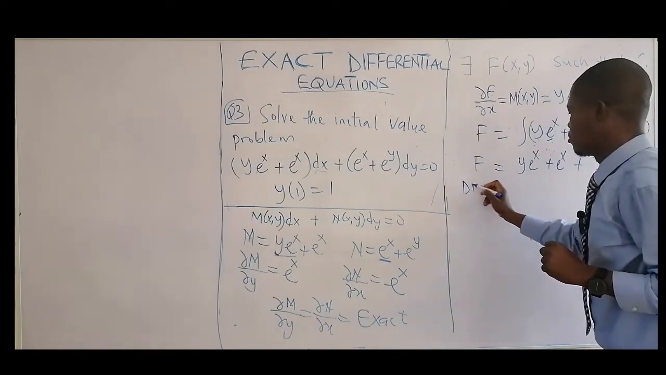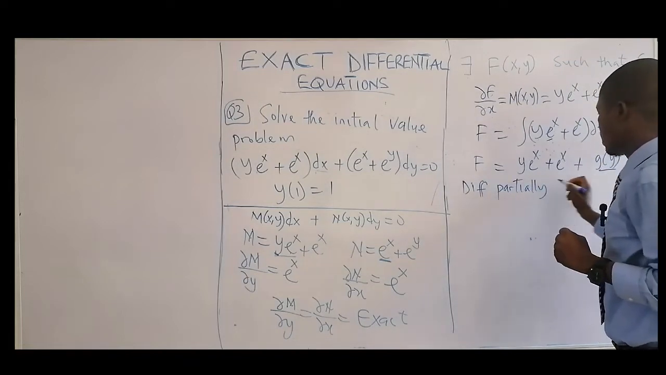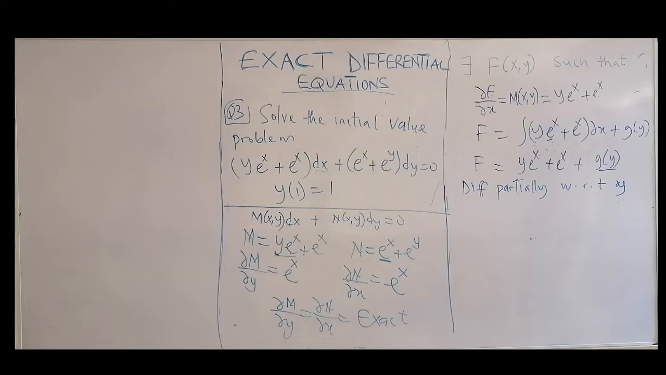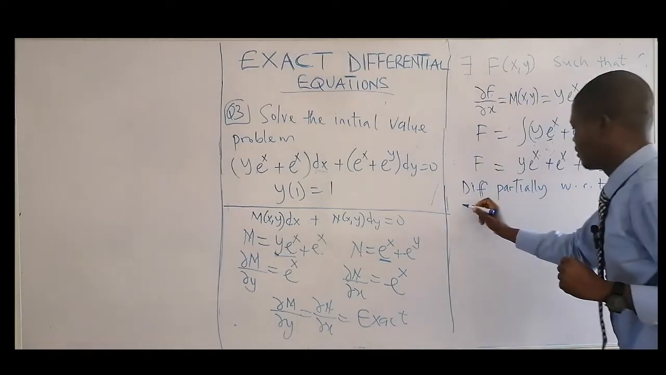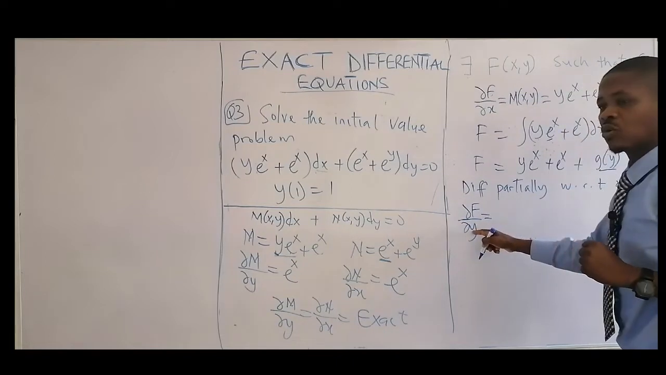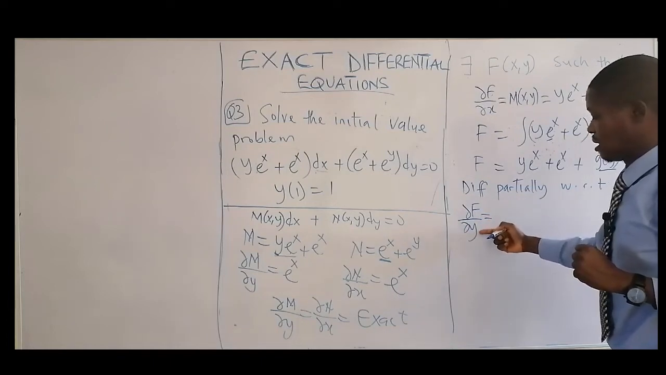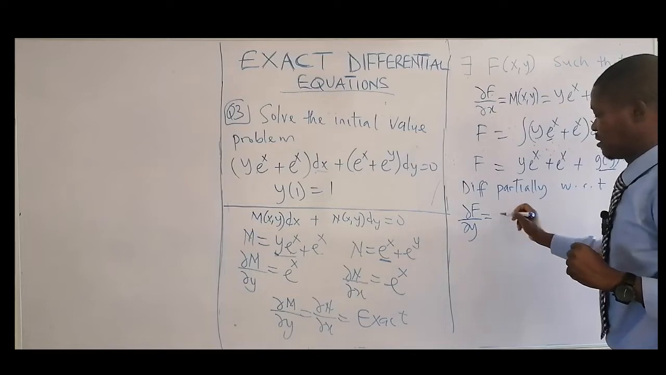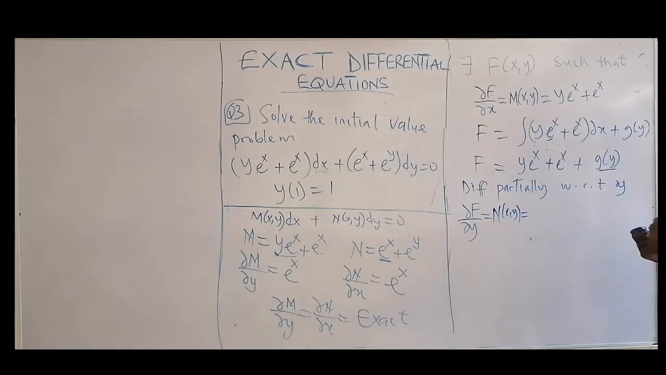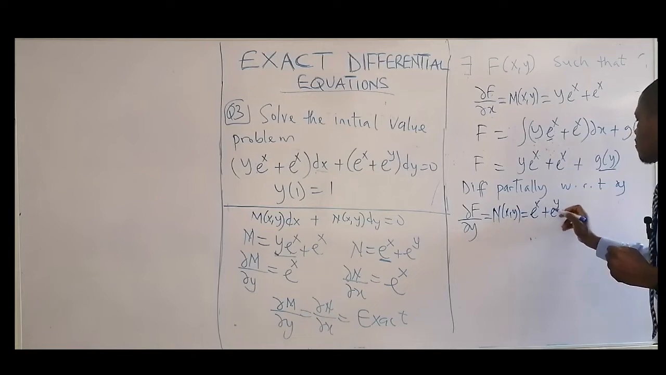So differentiate partially with respect to y, and that will be equal to the partial differential of f with respect to y. It has a symbol, this is the partial of f with respect to y. The partial differential of f with respect to y is N, and it has a value. The N is what? This is it here: e^x plus e^y.